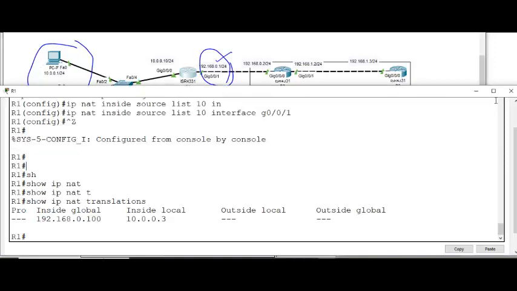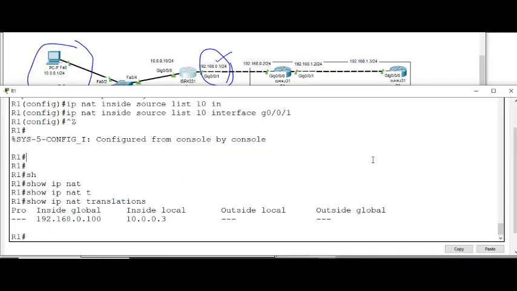Let me go and verify for you. Are you ready for the ping? Now you see, when I ping, I'm able to ping. Now go and check here. That is for the static NAT. This is for the dynamic. You see, the interface address is given to this guy.